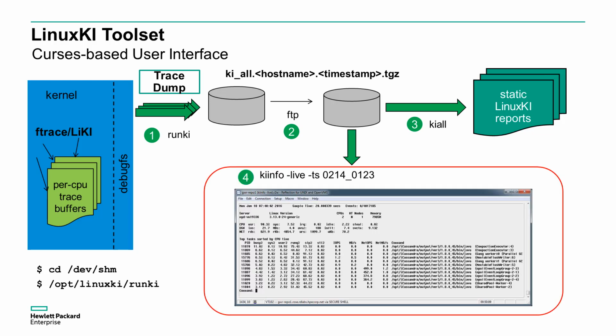After executing the KI all script, you can execute KI info using the live option to initiate the curses-based user interface. The curses-based user interface is a hotkey, menu-driven approach that allows the user to select the views they are interested in and drill down onto specific items. It's great for beginners as well as experts. It can adjust to dynamically resize windows, and it also includes a powerful step feature that allows the user to step through the trace forward and backward in time.